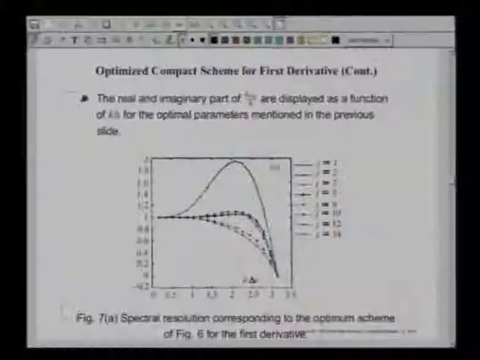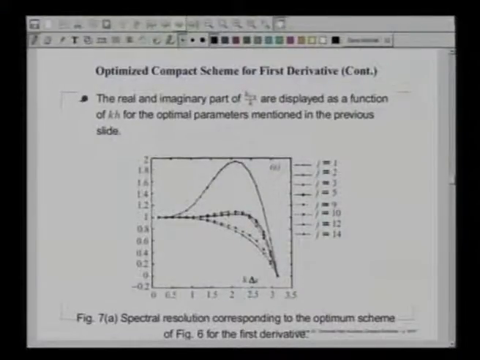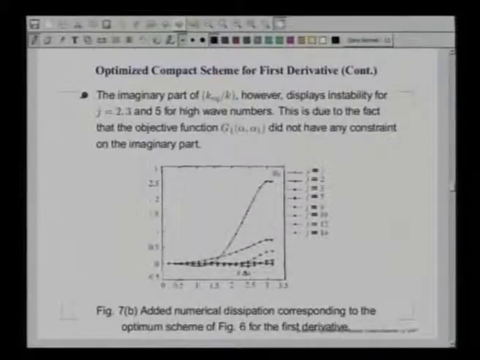Now, you have a scheme which is optimized, and if you use those values of alpha and alpha 1 and work out the full domain analysis, k equivalent by k is plotted here. This side is your k equivalent by k, the real value, and ideally you want it to be equal to 1, and that is plotted versus k delta x. We can also plot the imaginary part of k equivalent by k, and here you see things are not as good as they ought to be.